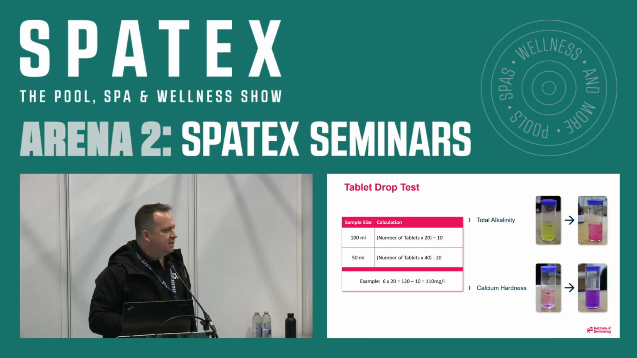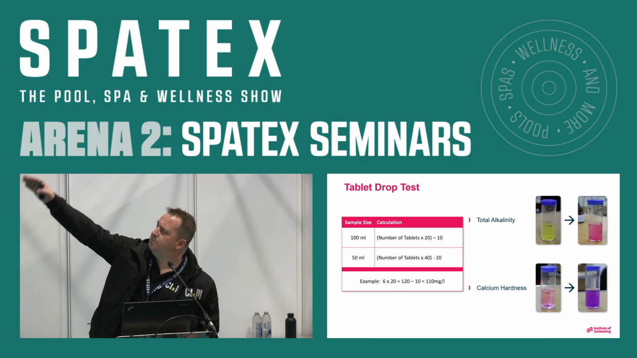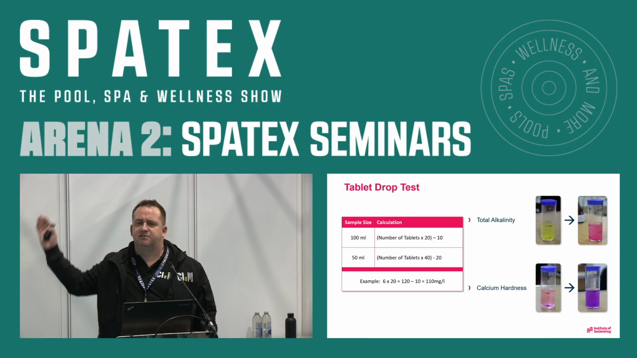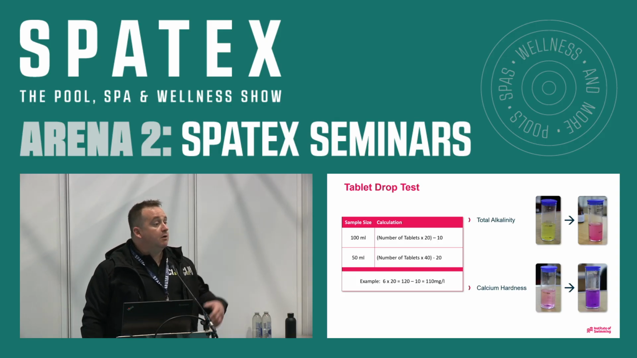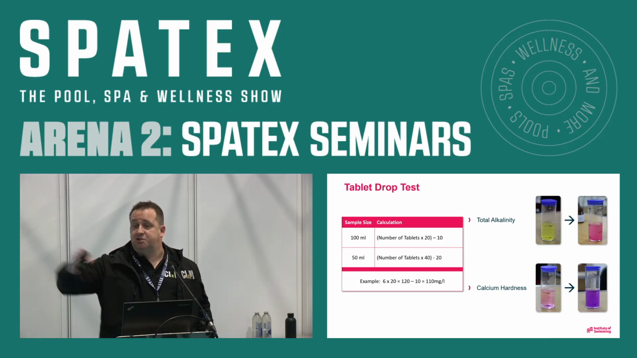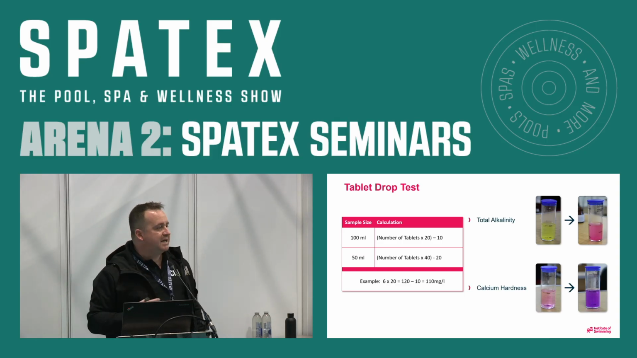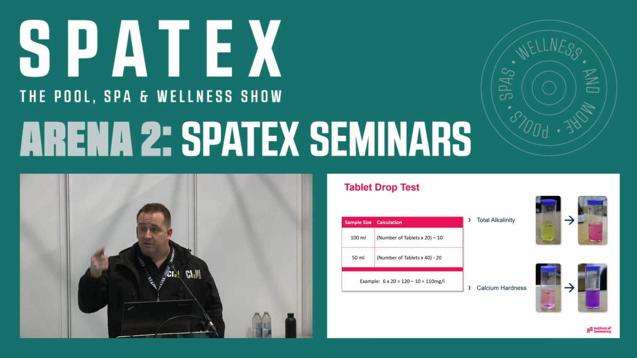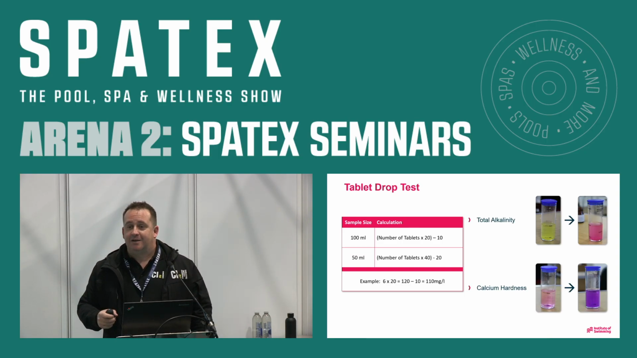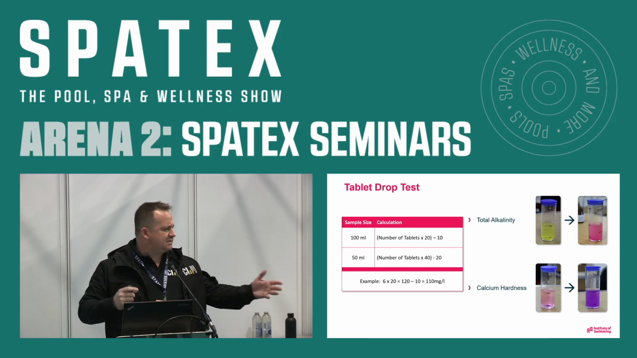We're looking for a color change. Alkalinity will go from yellow to pink, calcium will go from pink to violet. It's very, very simple. The color change is not gradual. It will go yellow, yellow, yellow, yellow, pink, bang, on one tablet. And all you've got to do is remember the number of tablets you put in, which is always a bit that catches people out. Oh, was it 6, 7?